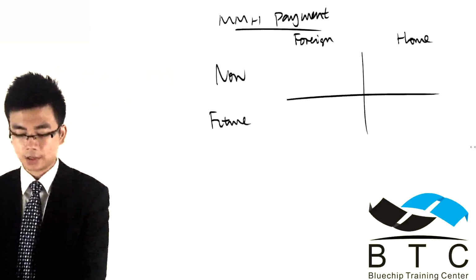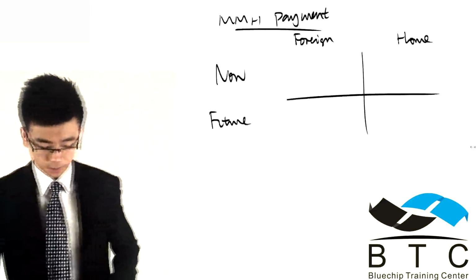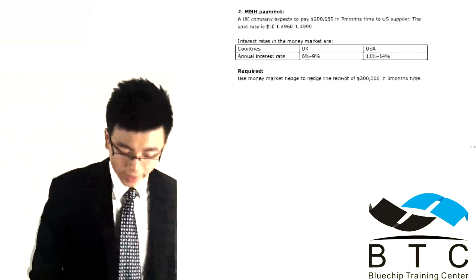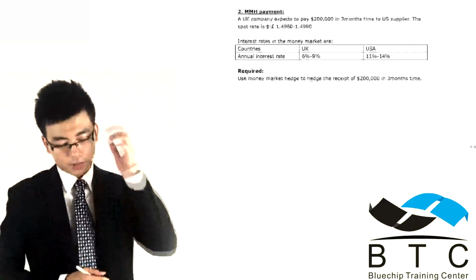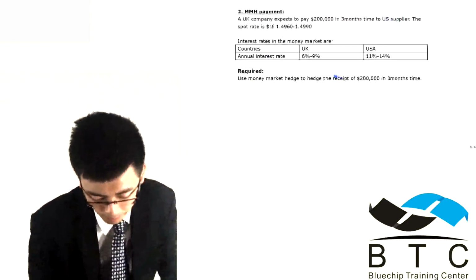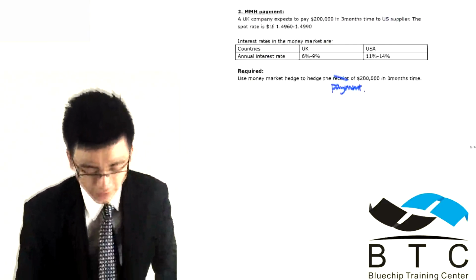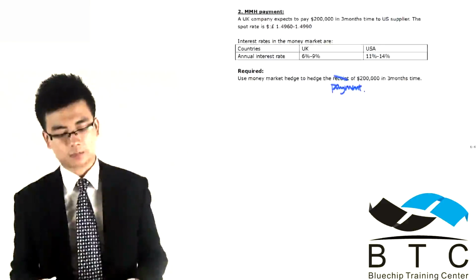Okay, so let's have a look at what's what. Let's look at the question. Use the money market hedge. I'm going to change it a little bit to hedge against the payment of $200,000 in 3 months' time.